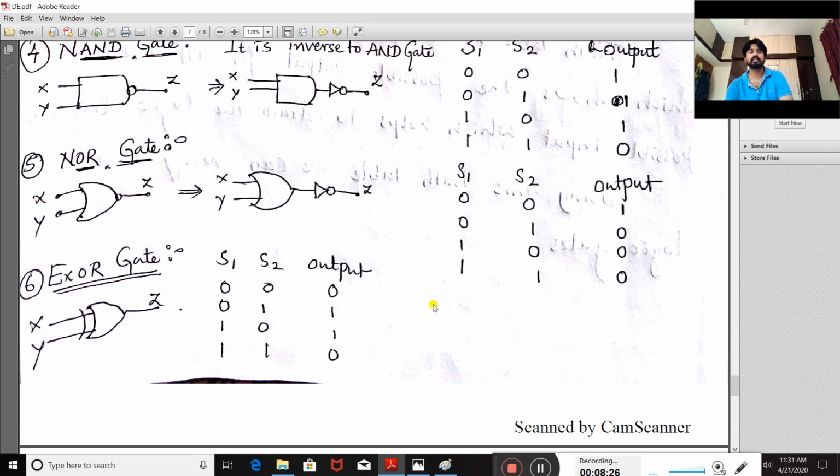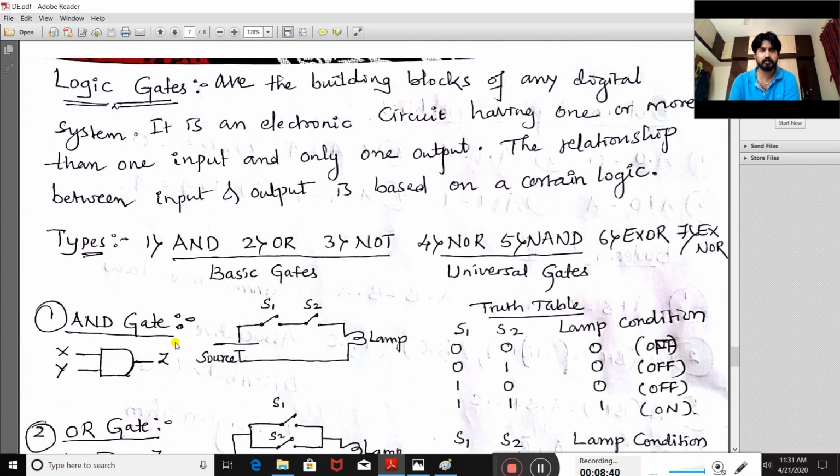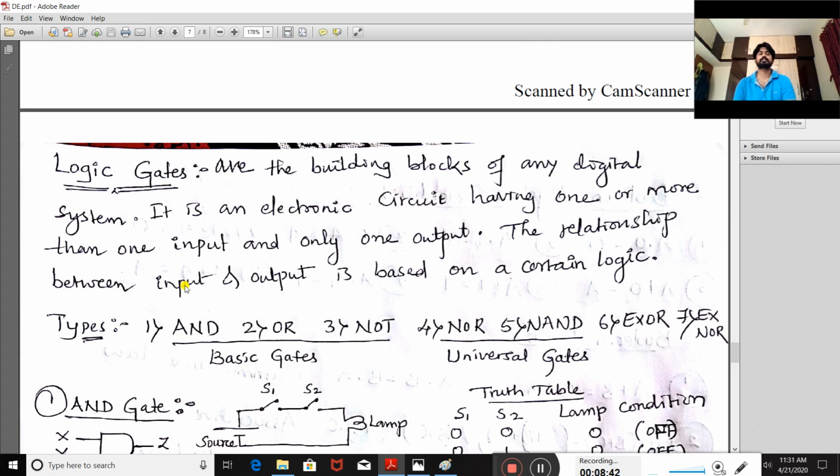Now the XNOR gate is exactly reverse to the XOR gate, which I have not shown. You can try it at home. These are the types of logic gates, and they will be used in all digital electronic circuits. Without these gates, no circuit will be manufactured. Hence, understanding these gates is very necessary.